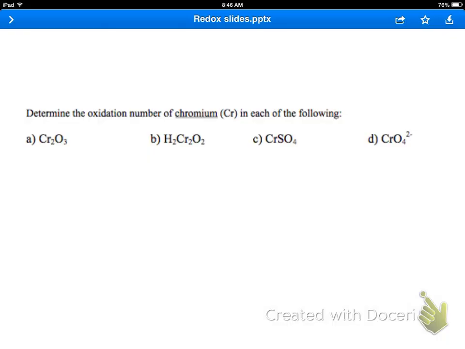Again, for chromium, pause the video, go through and figure out the numbers for each of these compounds, and then start it back up and see how you did.